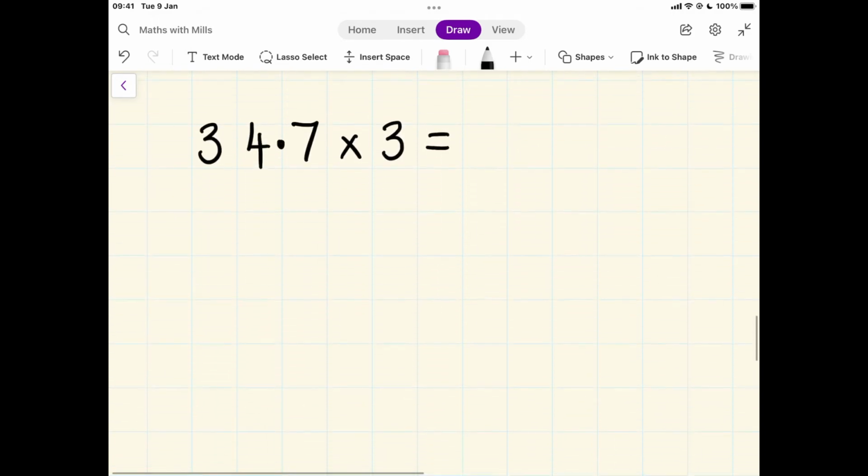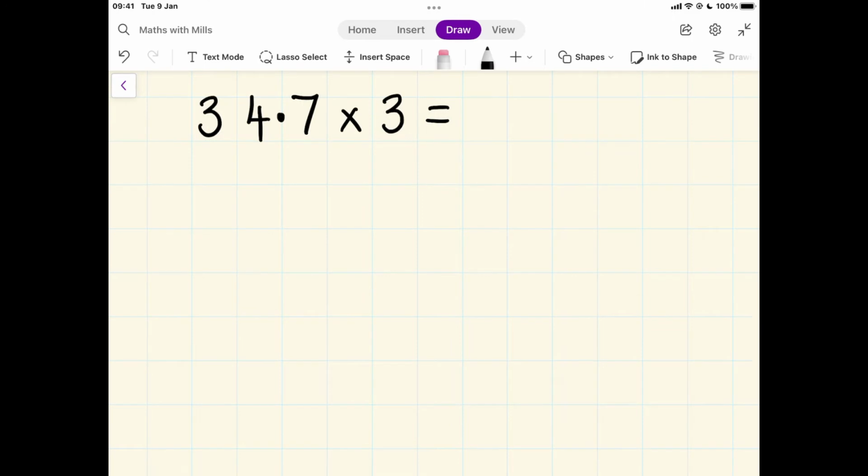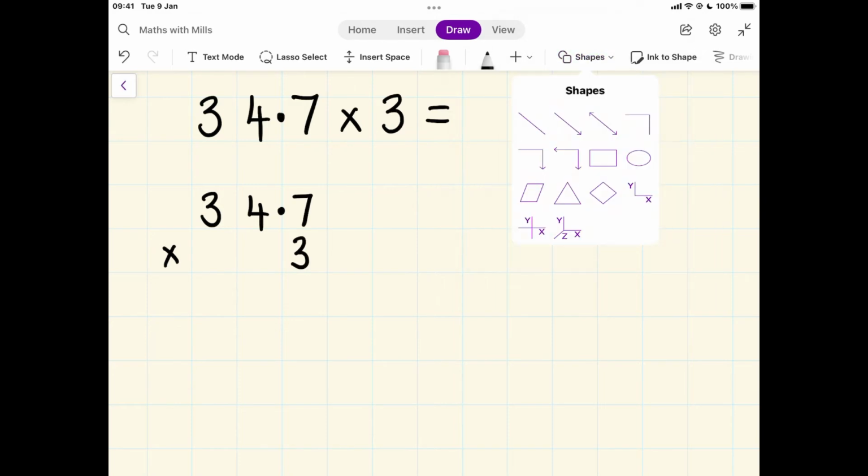Let's see an example with a decimal, because quite often we have to multiply decimal numbers as well. The same thing happens. 34.7 multiplied by 3. I'm going to set it out. 34 point, I always write my decimal point on the line. I don't give it its own box. On the line will do. 7. And then we're going to multiply by 3. Do my lines.